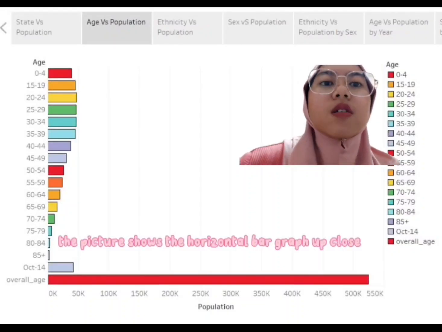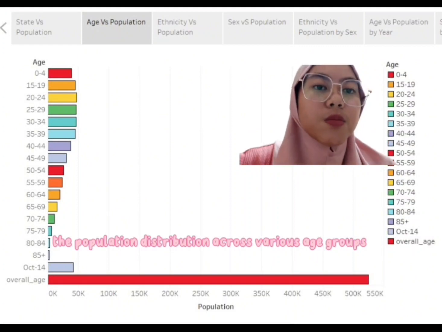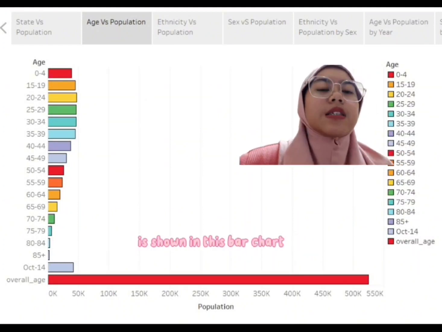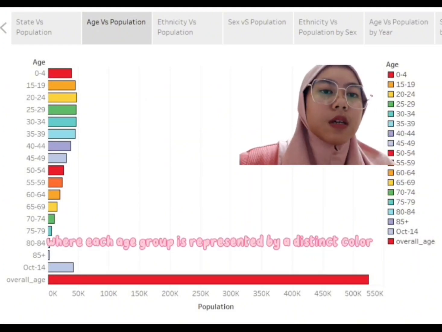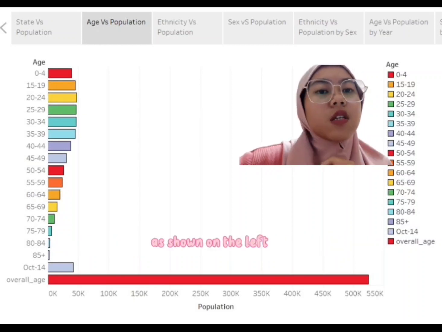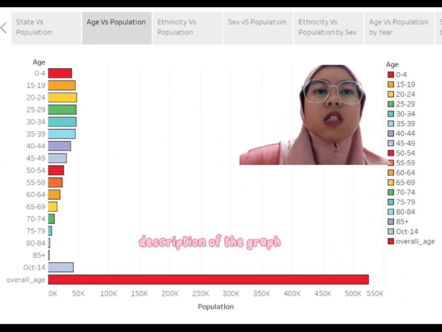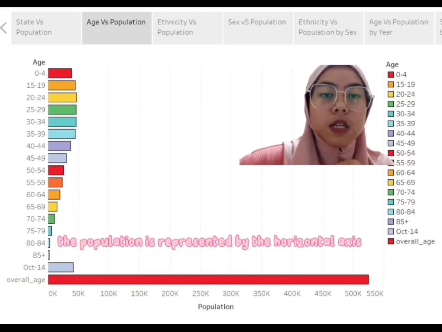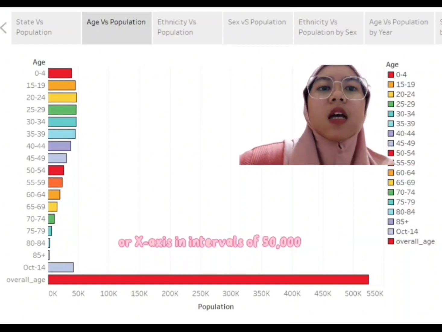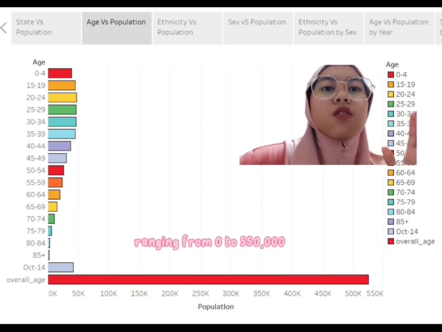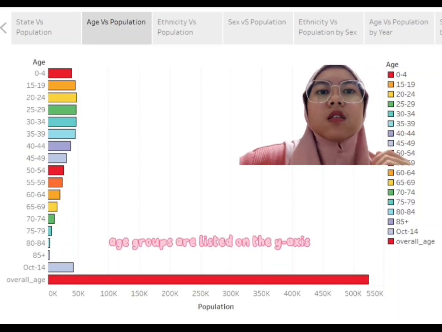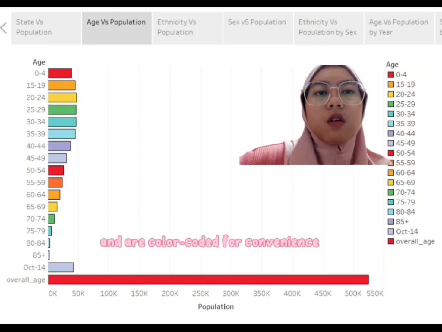The picture shows the horizontal bar graph upwards. The population distribution across various age groups is shown in this bar chart, where each age group is represented by a distinct color as shown in the legend on the left. This is the description of the graph. The population is represented by the horizontal axis, or x-axis, in intervals of 50,000 ranging from 0 to 550,000. Age groups are listed on the y-axis, the vertical axis, and are color-coded for convenience.